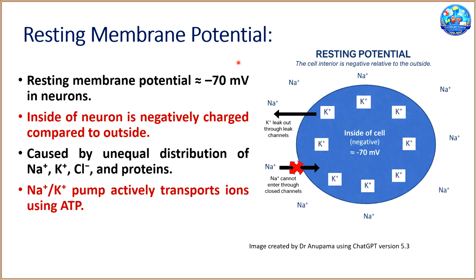Resting membrane potential. At rest, the neuron maintains a membrane potential of minus 70 millivolts. When you check the membrane potential across the membrane between the outer and the inner side, it is minus 70 millivolts. This negative internal environment is because of the unequal distribution of ions, which include sodium ions, potassium ions, chloride ions, and even proteins. The sodium potassium pumps, like the Na plus K plus ATPase, play a very crucial role.